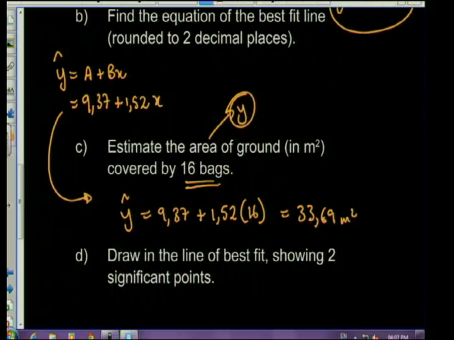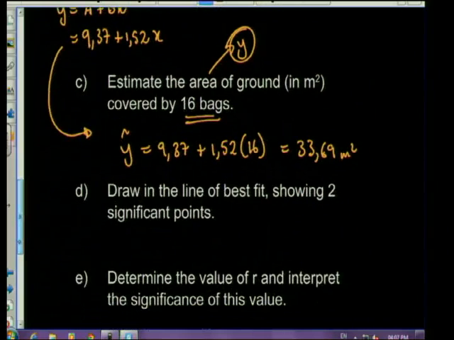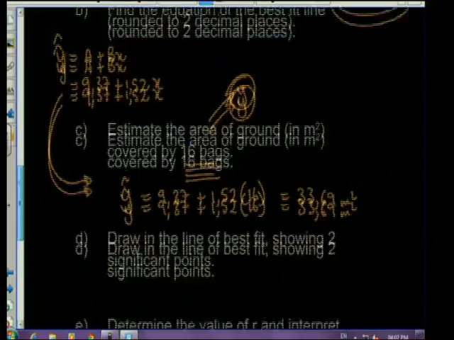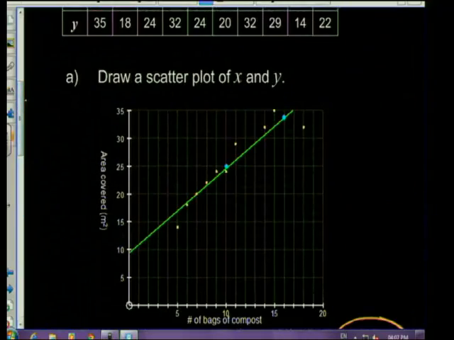Perfect. And then they say to me, draw in the line of best fit showing 2 significant points. So let's go back to my sketch because I've drawn it for you already. But when you need to draw a straight line graph, you need 2 points. And so you need to substitute any 2 points to go and draw the graph.